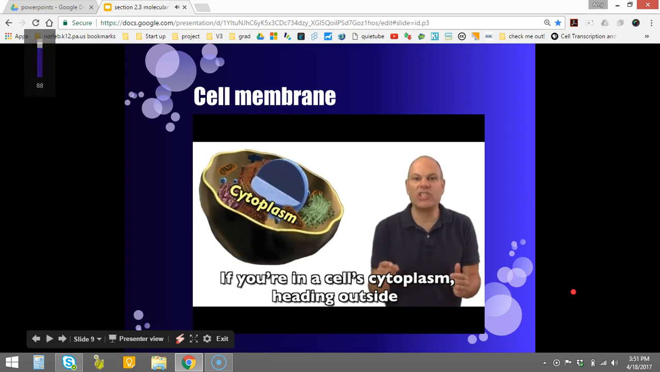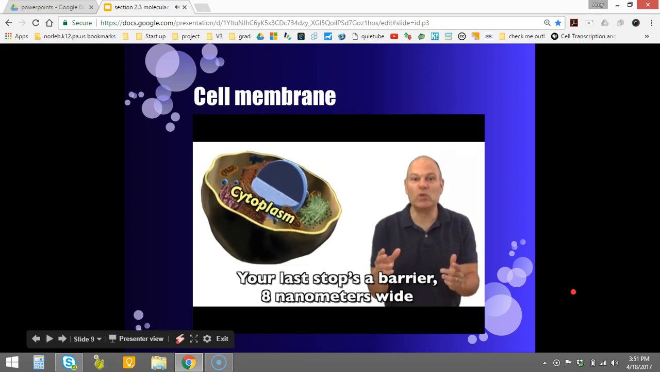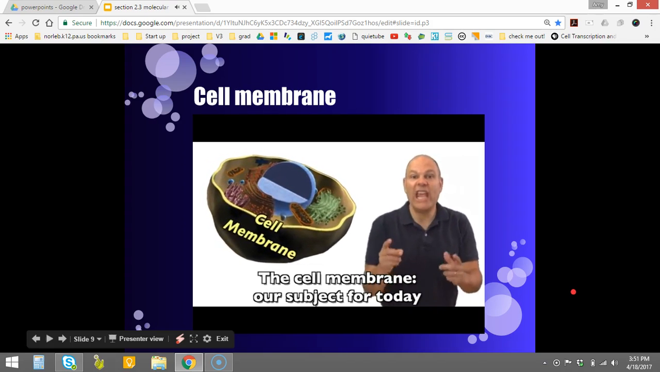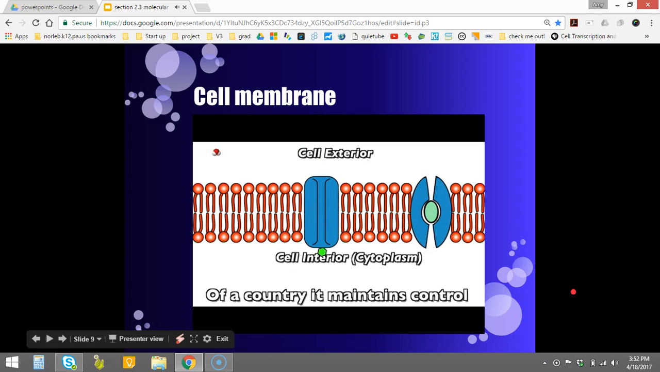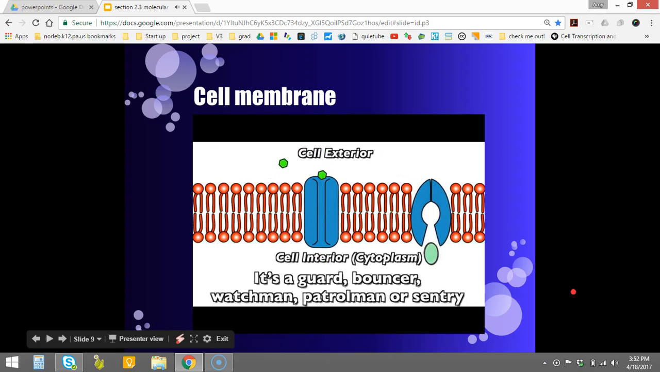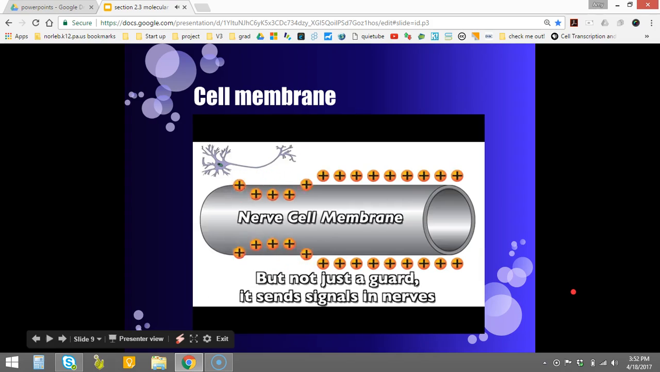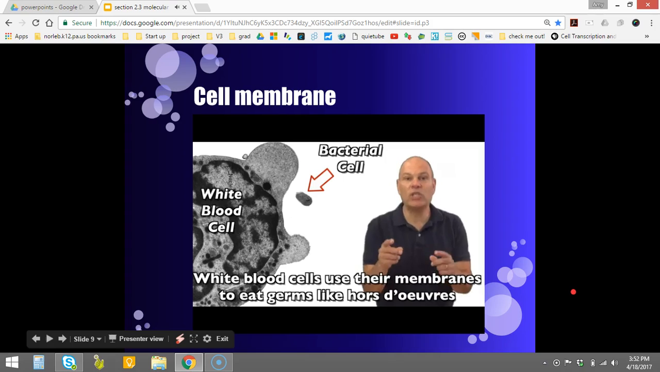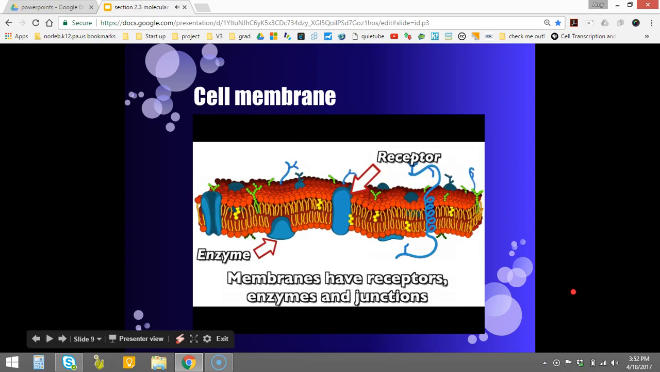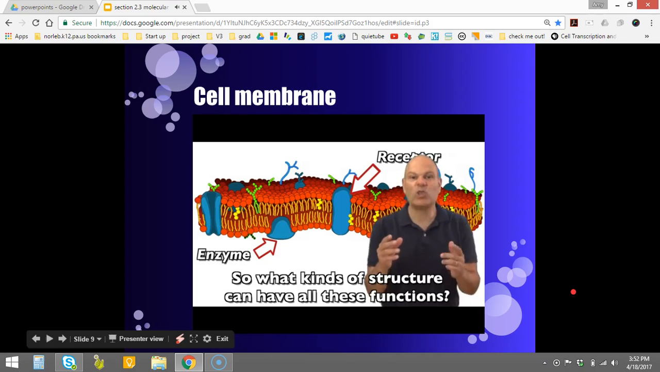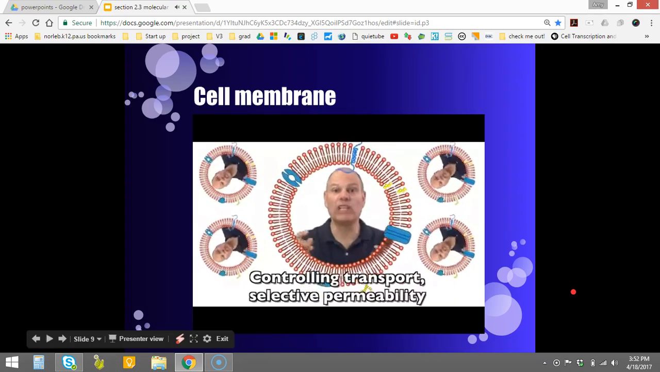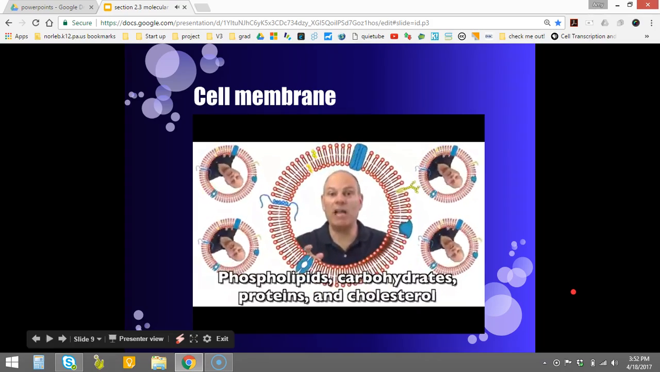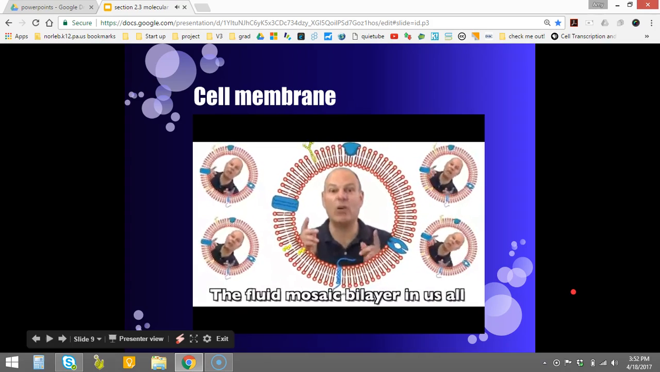Cell cytoplasm heading outside. Your last stop's a barrier 8 nanometers wide. The cell membrane, our subject for today, it's as basic for life as DNA. It's selectively permeable like the border patrol of a country. It maintains control, selecting what leaves or what gains entry. It's a guard bound to watch their patrolman a century, but not just a guard. It sends signals and nerves. White blood cells use their membranes to eat germs like hors d'oeuvres. Membranes are receptors, enzymes, junctions. So what kind of structure can have all these functions? C-double-L-M-B-R-A-N-E: control, transport, selective permeability, phospholipids, carbohydrates, proteins, and cholesterol. The fluid mosaic bilayer in us all.